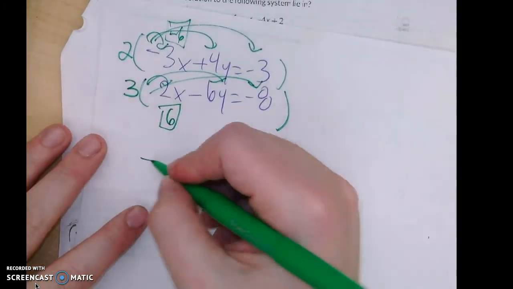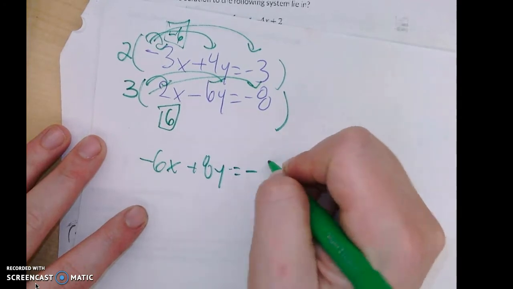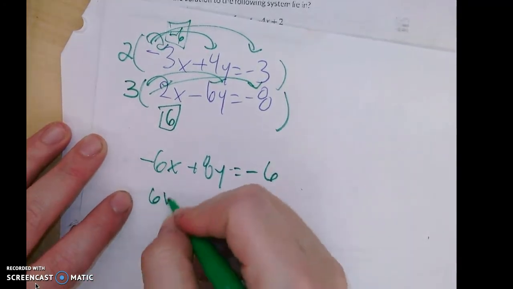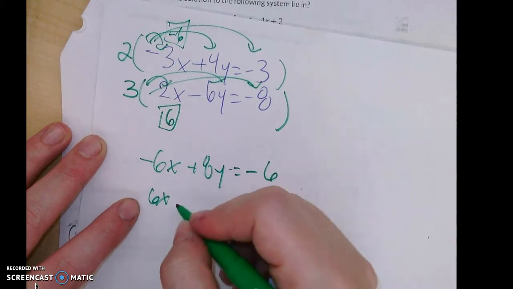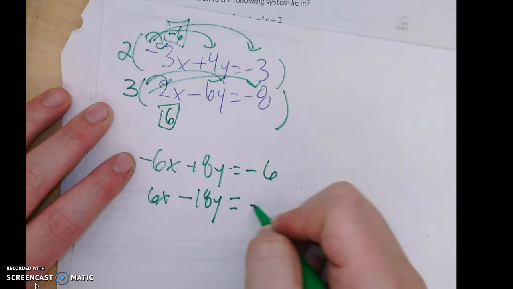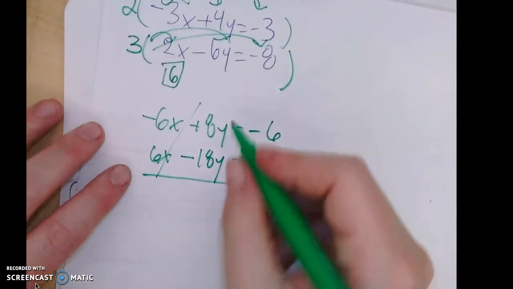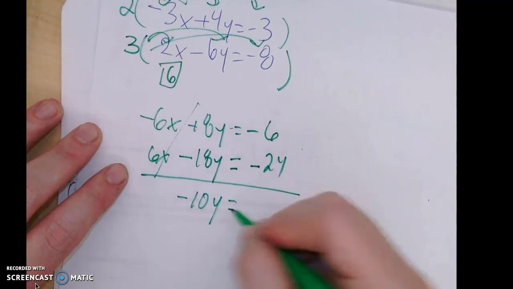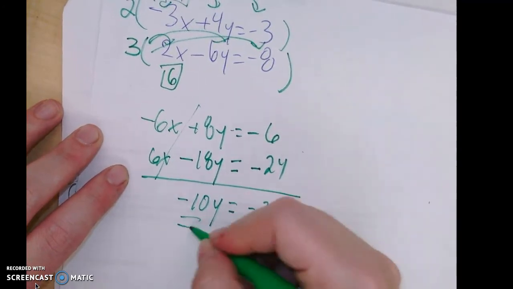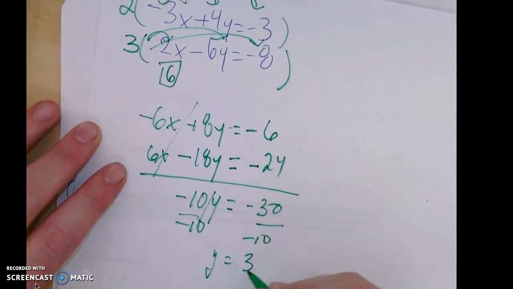I'm going to rewrite it. Negative 6x plus 8y equals negative 6. 6x, oh, they're going to eliminate. That's what I want. Keep distributing. Minus 18y equals negative 24. These eliminate. Beautiful. Negative 10y is equal to negative 30. Divide by negative 10. Divide by negative 10. Y is equal to positive 3.